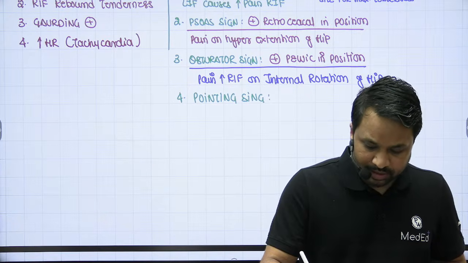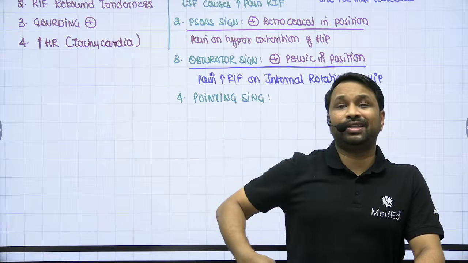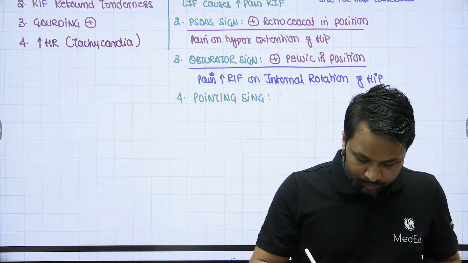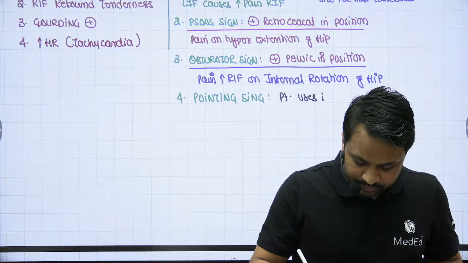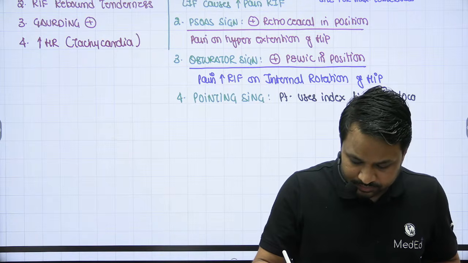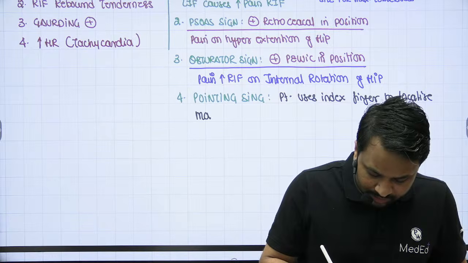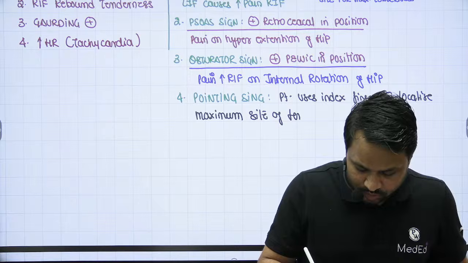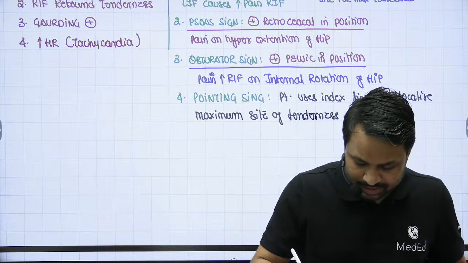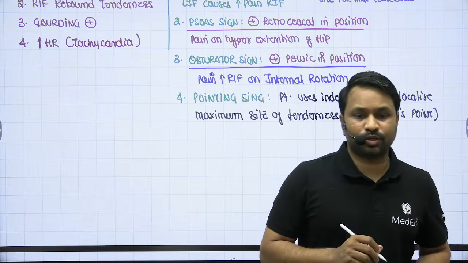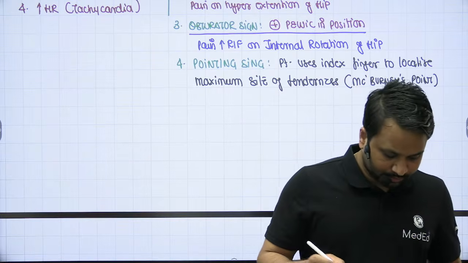Pointing sign: here the patient is going to use the index finger to point to the maximum site of tenderness, which corresponds to that of McBurney's point. So the patient uses the index finger to localize the maximum site of tenderness. That is your pointing sign, which corresponds to McBurney's point, right?